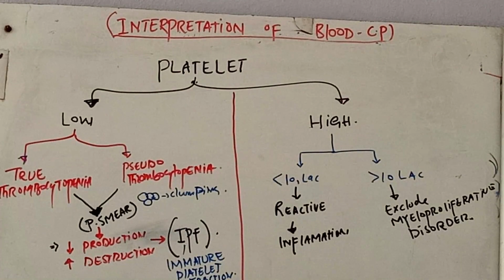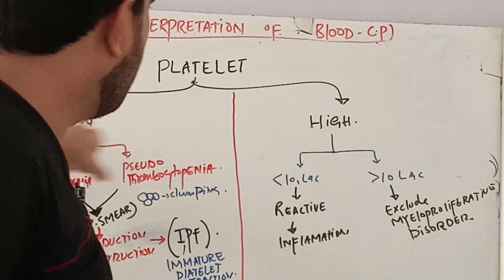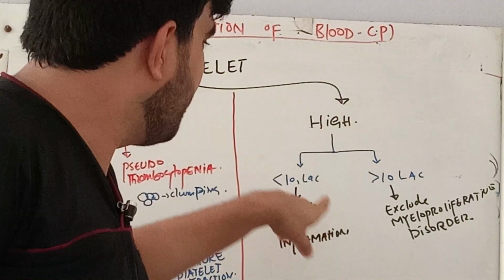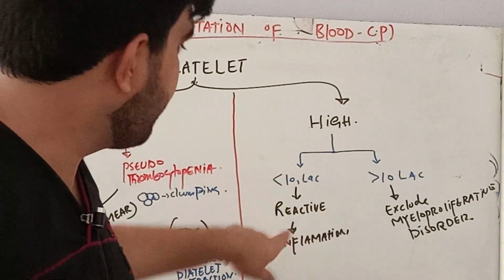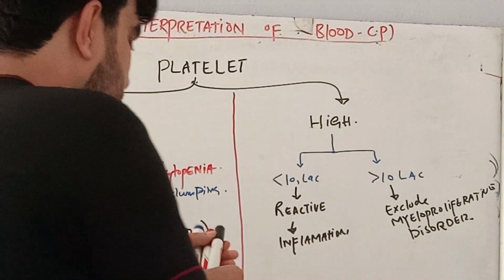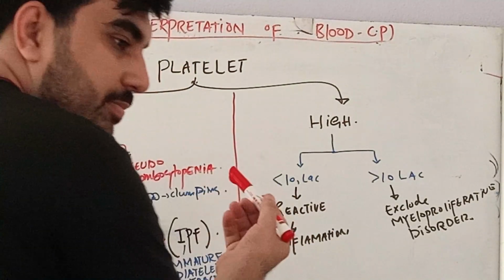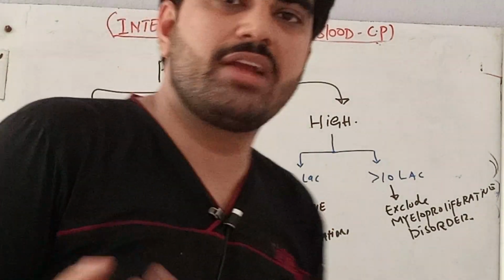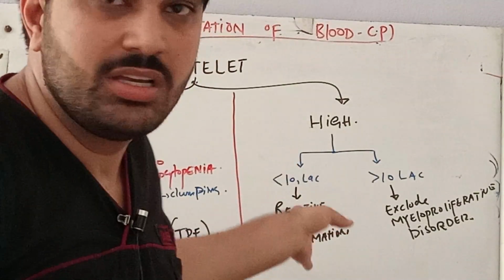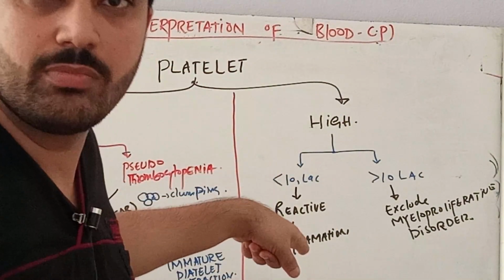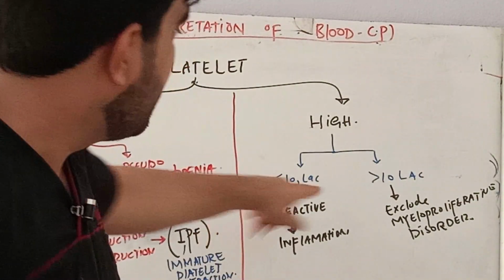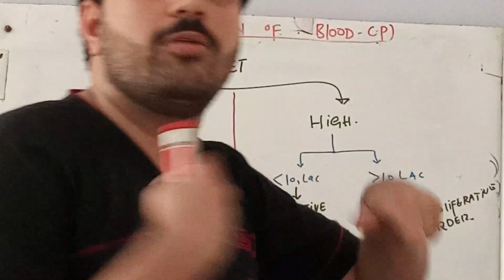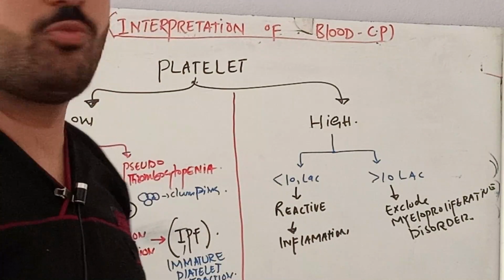Now coming towards the platelets in the blood CP, the platelet can be low or high. If it is high, then the upper limit is 10 lakh. If it is more than 4,50,000, or 4 lakh to 10 lakh, this is reactive. Reactive means there is inflammation or infection. The patient has rheumatoid arthritis, SLE, or worm infestation. You can expect a reactive increase in platelets. But if it is more than 10 lakh, think about myeloproliferative disorders.